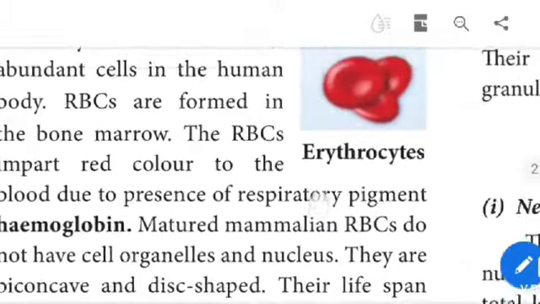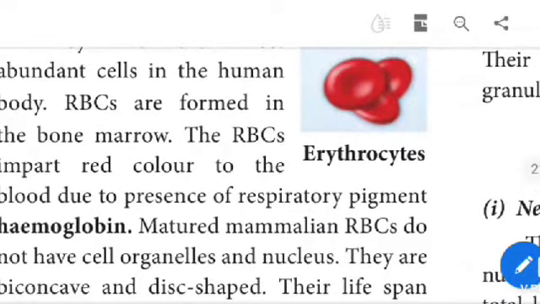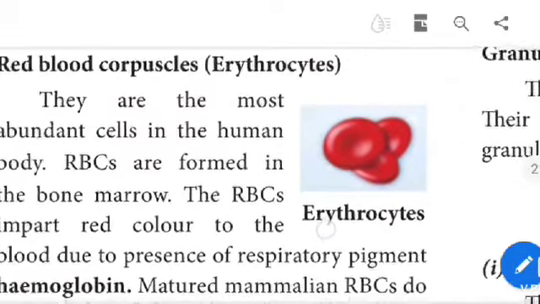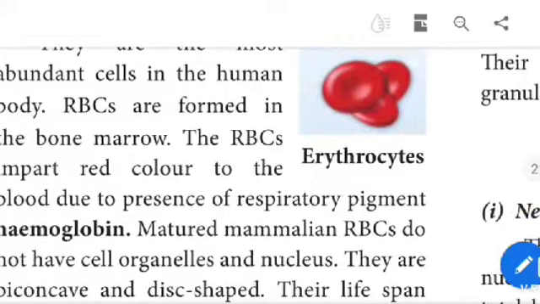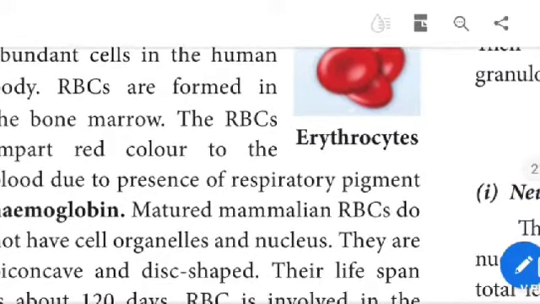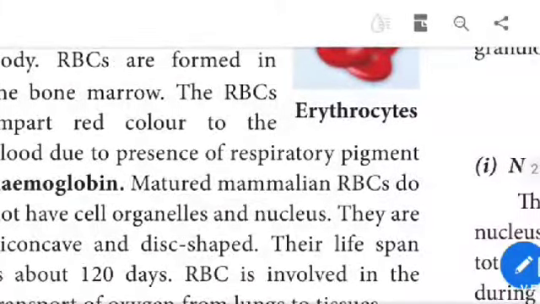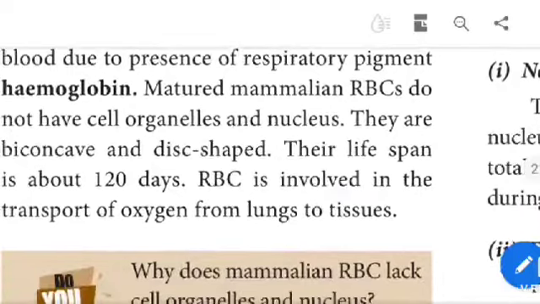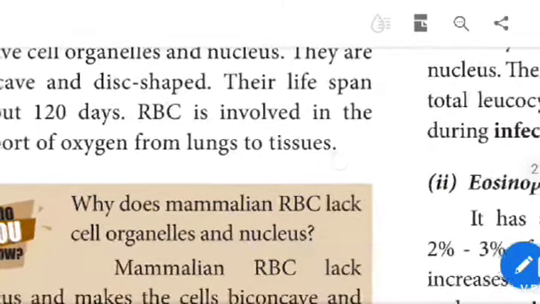Mature mammalian RBCs do not have cell organelles and a nucleus. They are biconcave and disc shaped. The lifespan is about 120 days. RBCs are involved in the transport of oxygen from lungs to tissues.